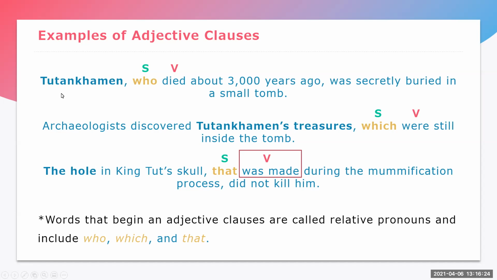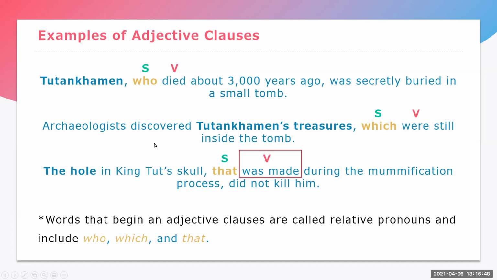First, we have: Tutankhamun, who died about 3,000 years ago, was secretly buried in a small tomb. The subject of the clause is who, and the verb is died. And this adjective clause is describing or adding more information about the proper noun right before it, Tutankhamun.